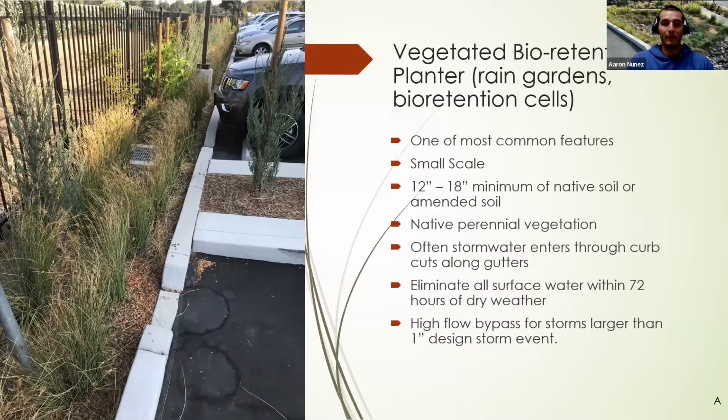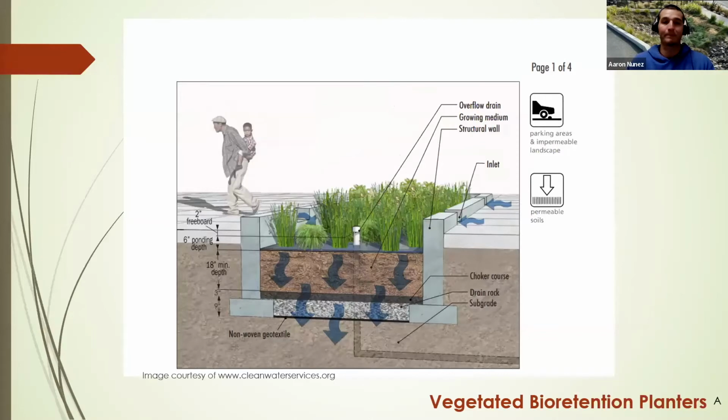They're small scale, often with native perennial vegetation. Curb cuts are typically what's used, although we'll see porous concrete gutter pans used as well to allow water to infiltrate. And again, with the high flow bypass, storms will go through when it's larger than a 1-inch event. We can start moving in and really looking at these features and getting people more familiar with them. So here's a detail of a vegetated bioretention planter.